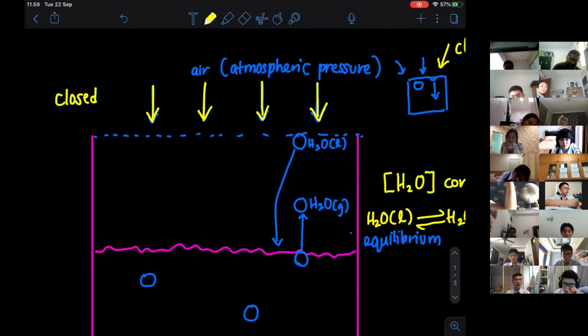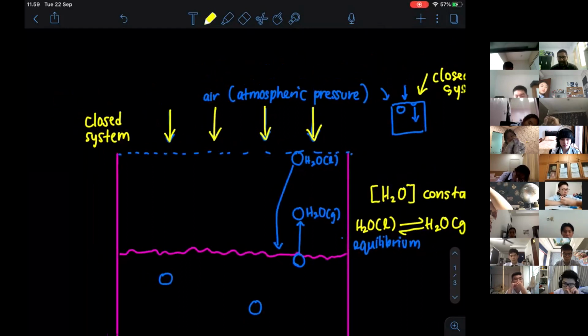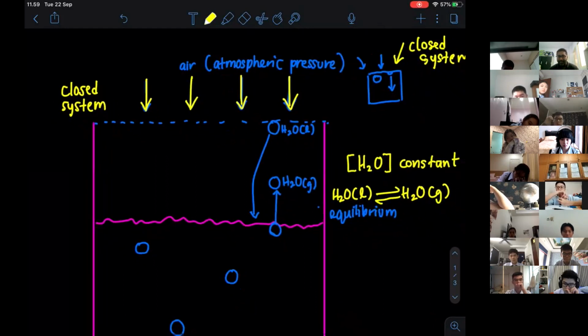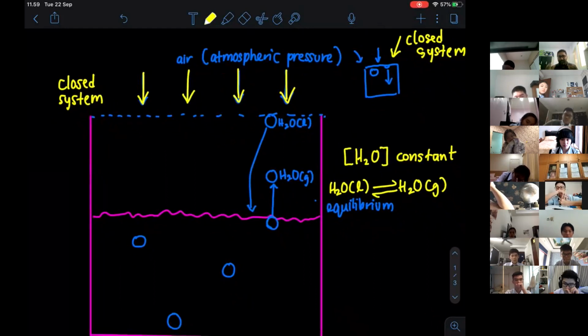Just imagine, even though there is no physical lid or cover, this is still a closed system, because nothing goes out and nothing comes in. We will learn more about this under equilibrium. Now, this is still under equilibrium. What happens?